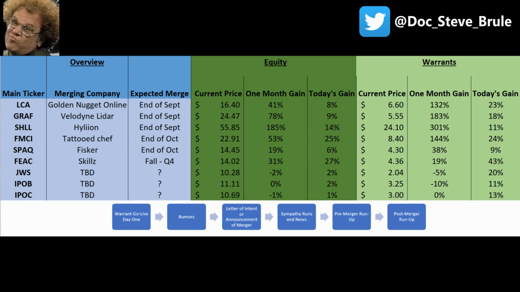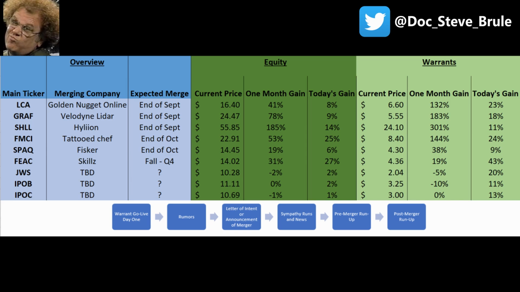And then after you know what company it is, there's a lot of sympathy runs, and any news that comes out related to that company is going to give you a good return as well. Leading into the merger, you're going to have a run up again, and then post merger, you're usually going to have a bit of a jump. Between each of these phases, oftentimes the stock starts to die down and go back down a bit lower. Except for these last two, the pre-merger and post-merger, there's not often a simmering period between those.